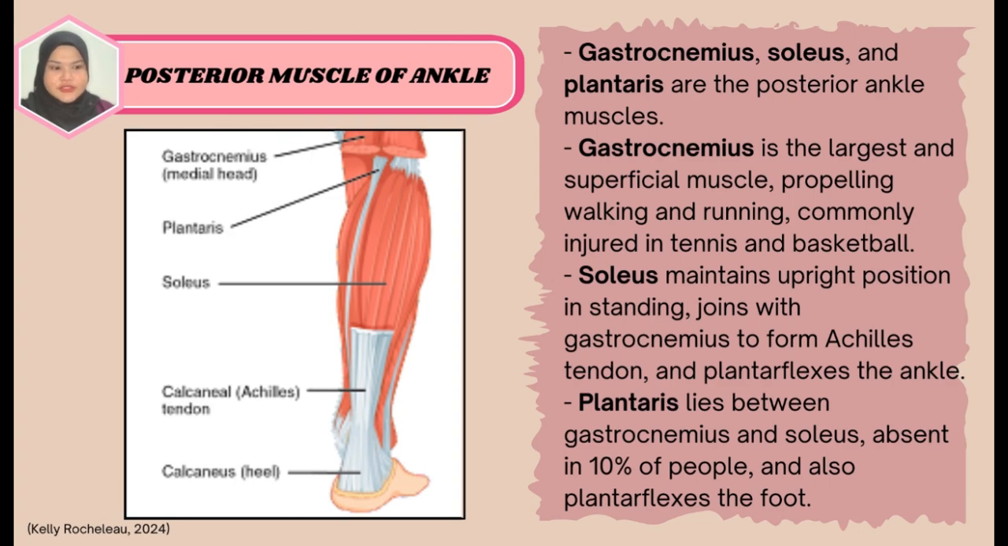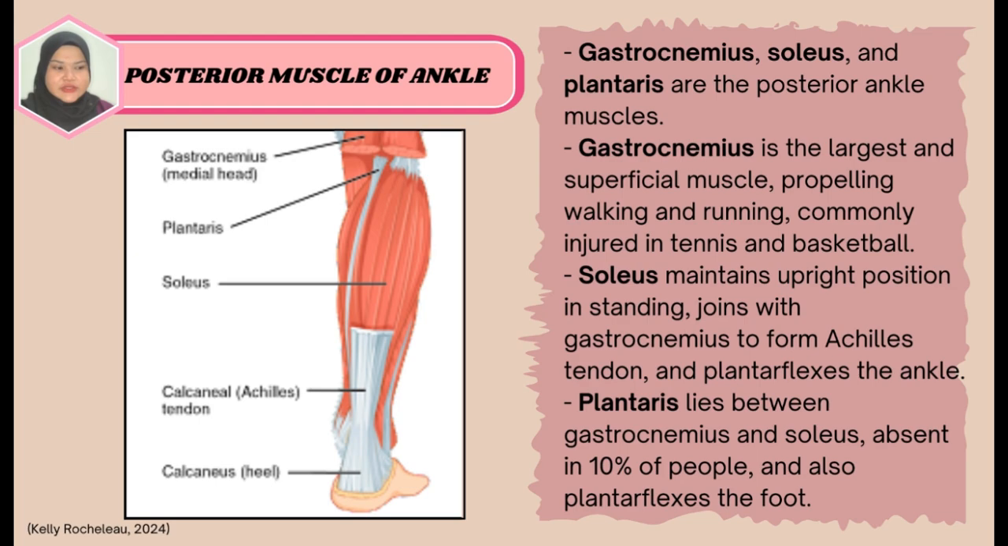For the posterior muscles of the ankle, which are the muscles attached at the back side of the ankle, there are three muscles attached, which are gastrocnemius, soleus, and also plantaris. Let's take a look at the function of each posterior muscle of the ankle.